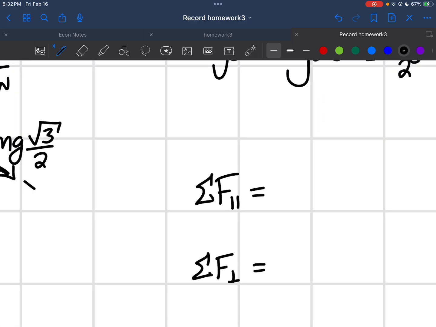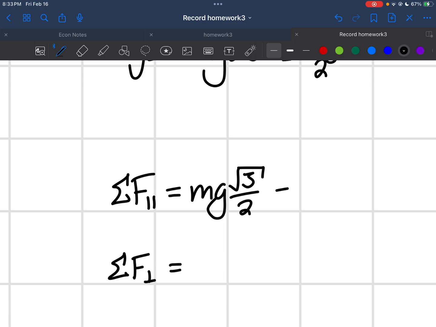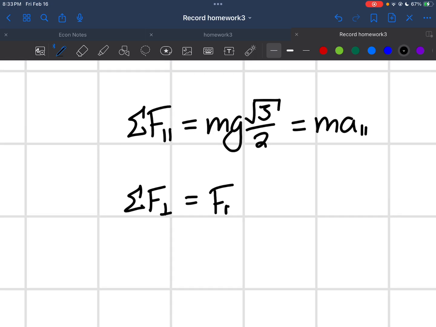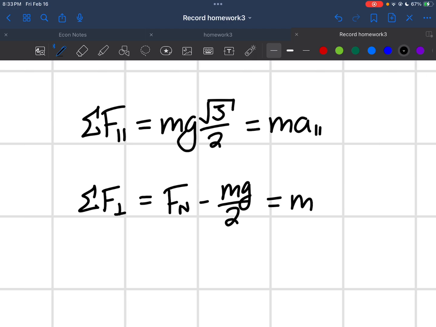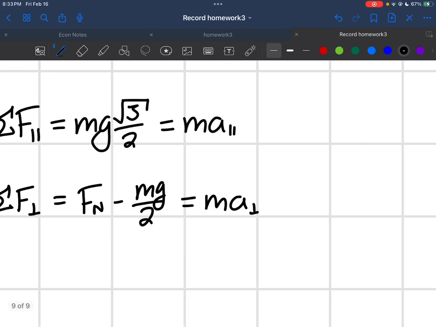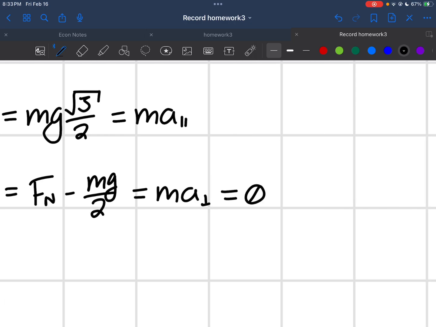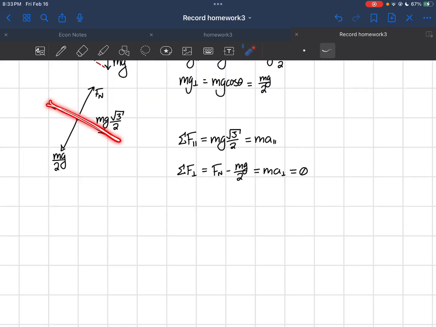So in my parallel direction, I just have my mg root 3 over 2 equals my ma parallel. And in my perpendicular direction, I'll have my Fn minus mg over 2, which equals my ma perpendicular. And my ma perpendicular, again, I'm not accelerating into or out of the slope, so my perpendicular acceleration will be 0.